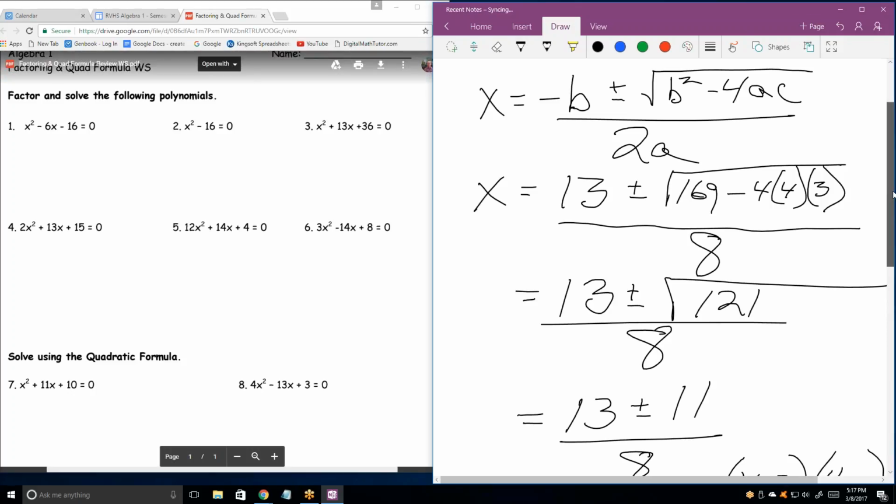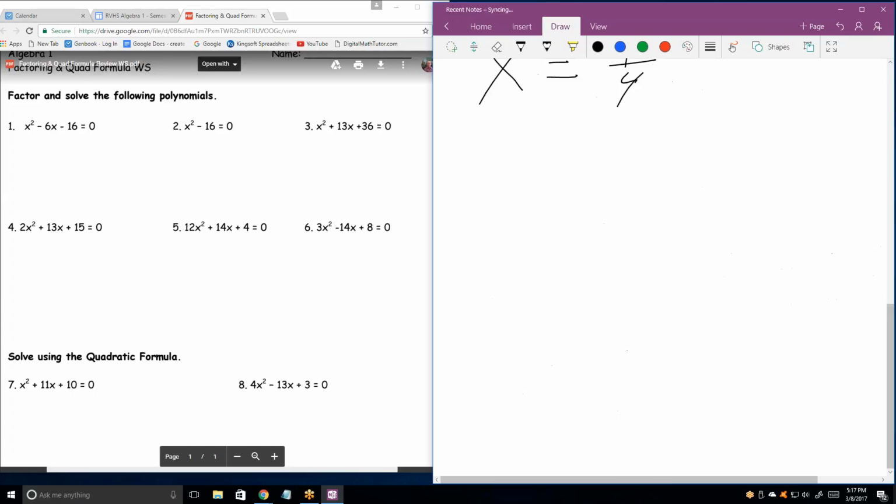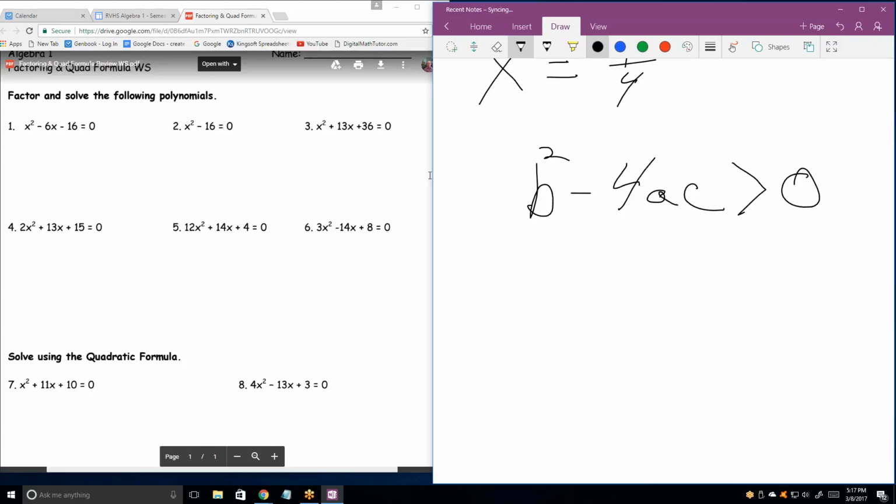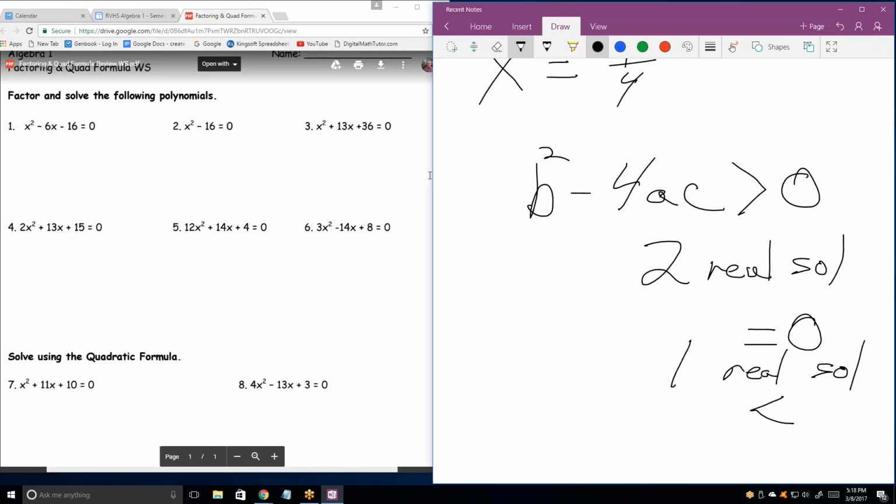Let's talk about the discriminant for a moment. Why is this so important that it has its own name? The reason is, if the discriminant is greater than 0, that means you have two real solutions. If it's equal to 0, you have one real solution only. And if it's less than 0, you always only have two imaginary solutions.